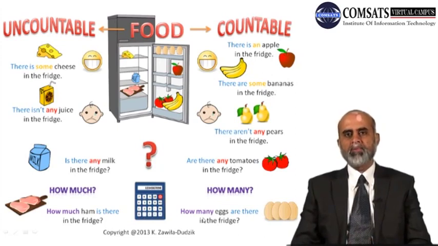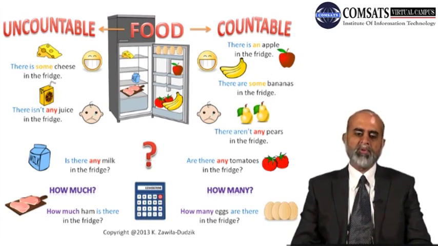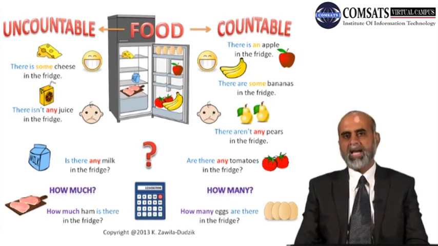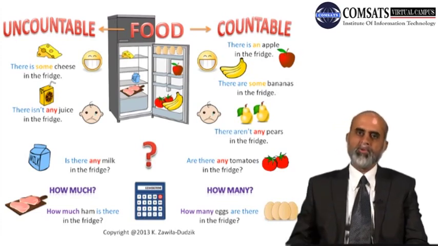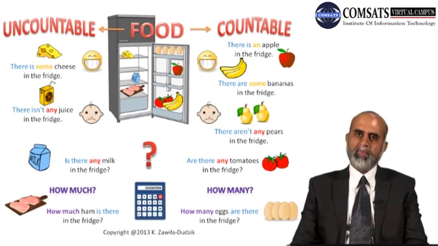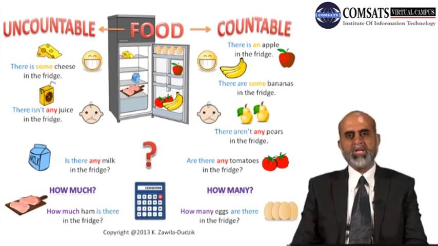If they are uncountable, this means we cannot say 1, 2, 3 with them. We can't count them with these numbers. We can't say 1 cheese, 2 cheese, 3 cheese, 4 cheese. Instead, we will use a measuring unit with it. So we'll say 1 slice of cheese, 1 packet of cheese, etc. Whereas if we can count, like 1 apple, 2 apples, 3 apples, then it is a countable noun. So an apple is countable, whereas cheese is uncountable in English.